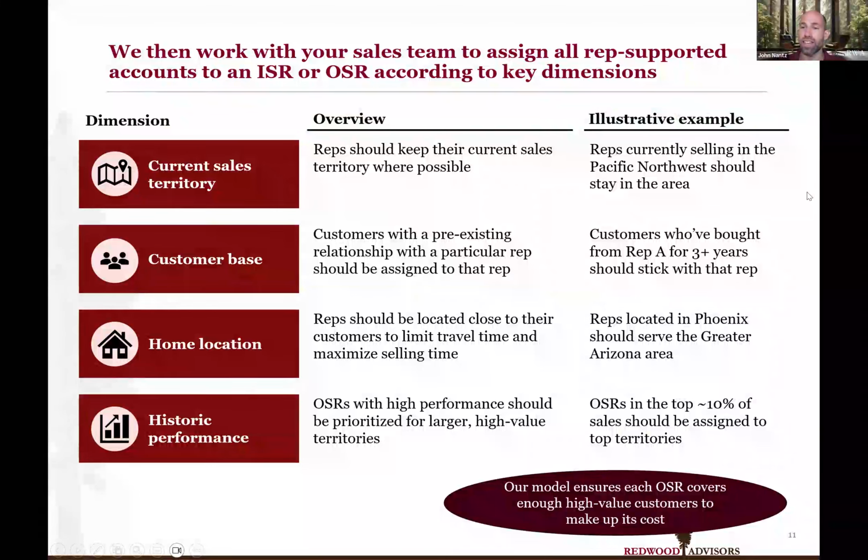And you use all of these to figure out who should get what territory, who should get what account, and really do that in a thoughtful way. And this makes sure that your OSRs are covering your highest value customers to make up for the bigger investment they constitute.